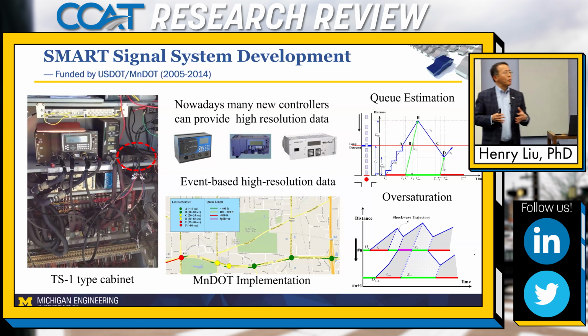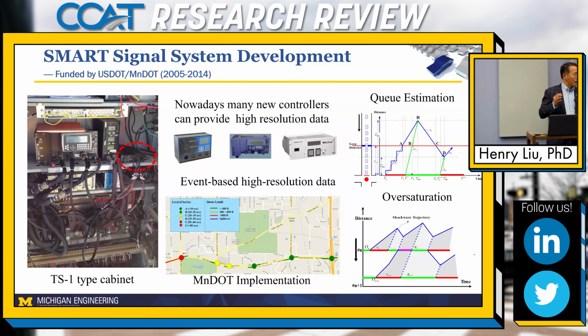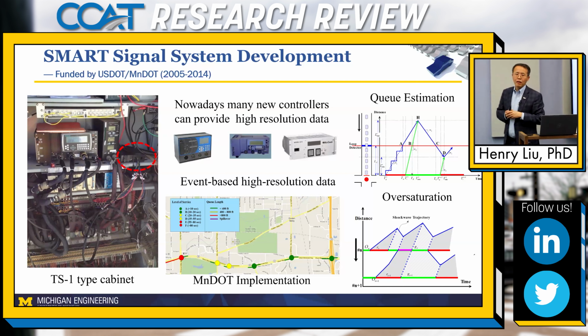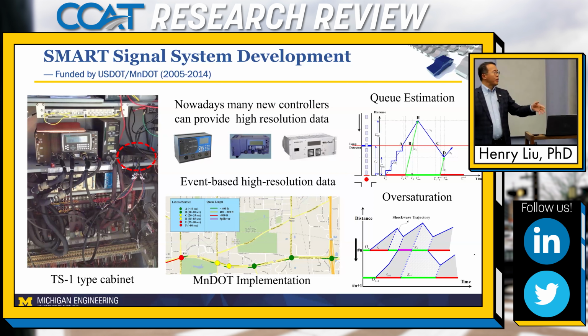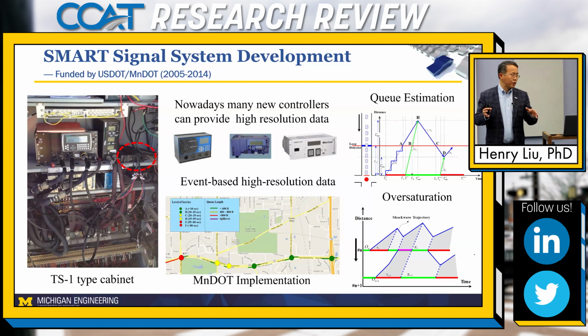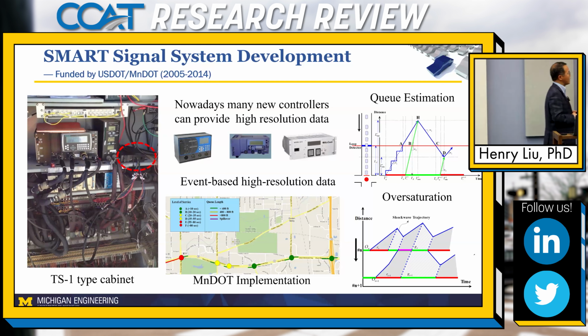And with that information, we were able to optimize the traffic signal parameters, giving a better signal timing plan. At the time, we still used a dedicated box to collect this high-resolution data. Nowadays, almost every modern traffic signal controller, from Econolite, from Siemens, all of these controllers already have this functionality. So we don't need a dedicated box to collect this data.